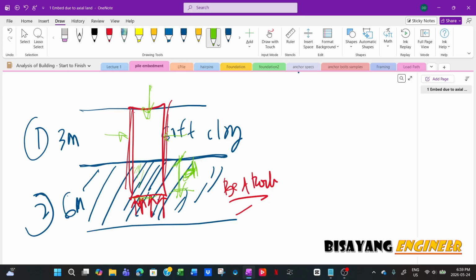Or if this is a belled pile, we already discussed this one. If this is a belled pile, then this depth would be at least equal to the bell diameter.